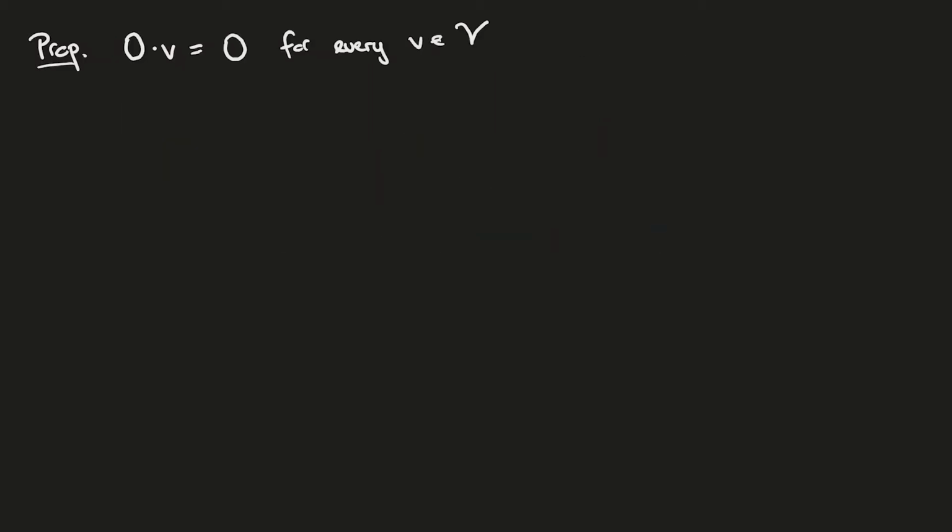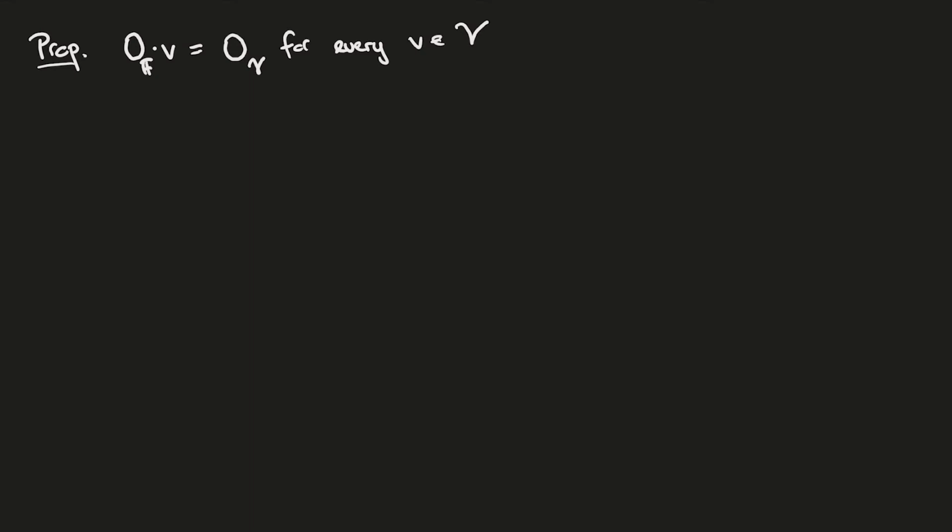Our next proposition concerns the relationship between the 0 in our field F and the 0 in our vector space. It states that if we scalar multiply any vector v by the 0 element in F, then we get back the 0 element in our vector space V. Since we use the same symbol 0 for both the additive identity in the field F and the additive identity in the vector space V, it's important to watch out when 0 appears in an equation. In this case, it's clear from context that the 0 element on the left-hand side has to be the 0 element in the field because we're scalar multiplying it with a vector.